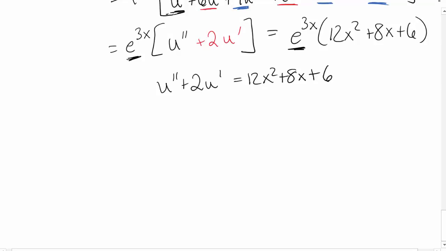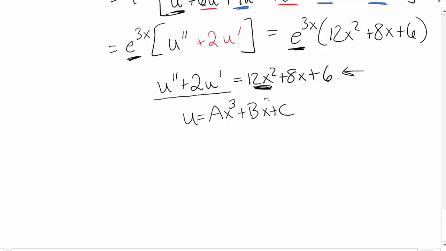Well, here's the thing. My first thought is, what if I just go with u equal to ax squared plus bx plus c? That's my first guess, because the right-hand side is just a generic second-order polynomial. The problem is there is no u on this side. So if I start taking the derivative, the first derivative would only have an x, and the second derivative would only have constants. So there would be no way to get a 12x squared.